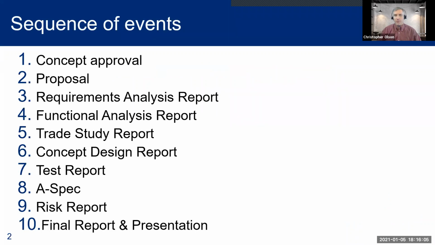Here's the sequence of events for the project. Most students follow this sequence of events where you're going to get your concept approved, and then you'll generate your proposal, then you'll generate your requirements analysis report after that, and then your functional analysis report. And then you might do a trade study to down select an alternative for a subsystem or component. And then your system concept design report would be updated. You generate your test report after that, and then you'll come up with your A spec, and then you'll generate your risk report, and then you'll have your final report and presentation. I think that's all of them.